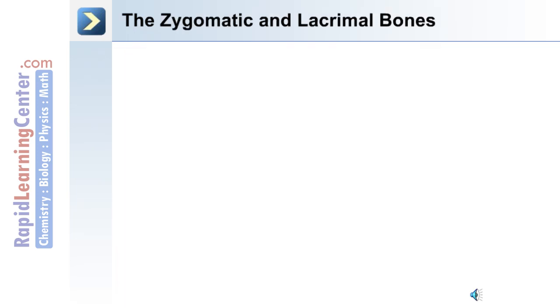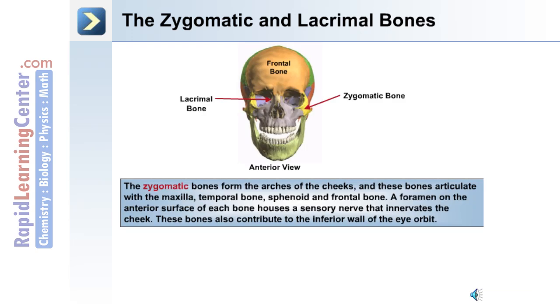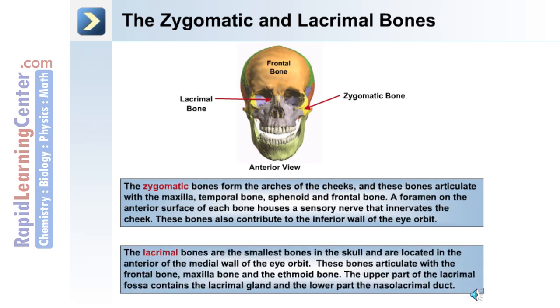Two other pairs of facial bones are the zygomatic bone and the lacrimal bone. The zygomatic bone is visible in this anterior view, and it makes up the arches of the cheek. These bones, which are shown in yellow, articulate with the maxilla, temporal bone, sphenoid, and frontal bone. A foramen on the anterior surface of each bone houses a sensory nerve that innervates the cheek. These bones also contribute to the inferior wall of the eye orbit.